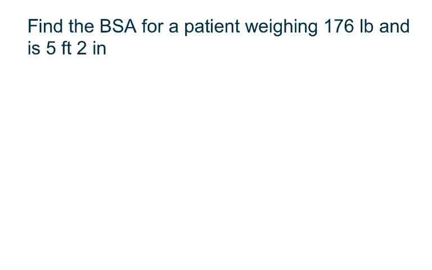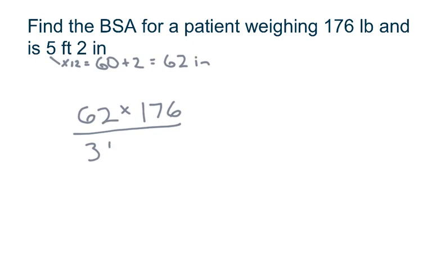So for this, we need to have the inches only. So we're going to change the feet into inches. So I know 1 foot is 12 inches, so 5 times 12, I think, is 60. Let's double check. Yep, it's 60. And then don't forget the other 2 inches that you have. So I have 62 inches. Okay, to solve the problem, you're going to take the inches, 62, times the weight, 176, over 3131, and then square root.